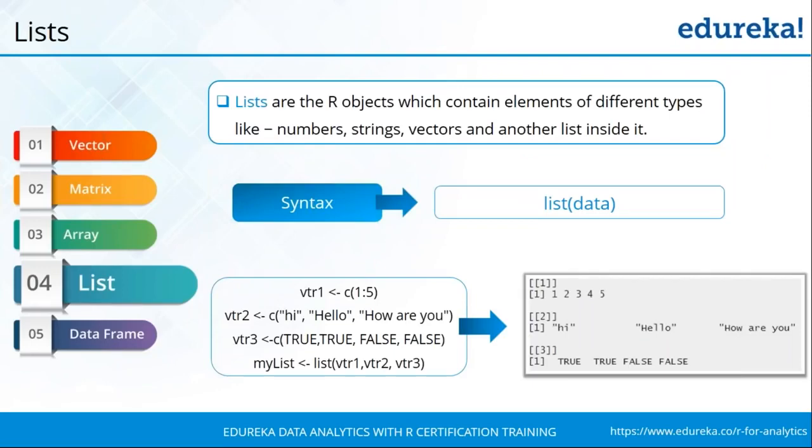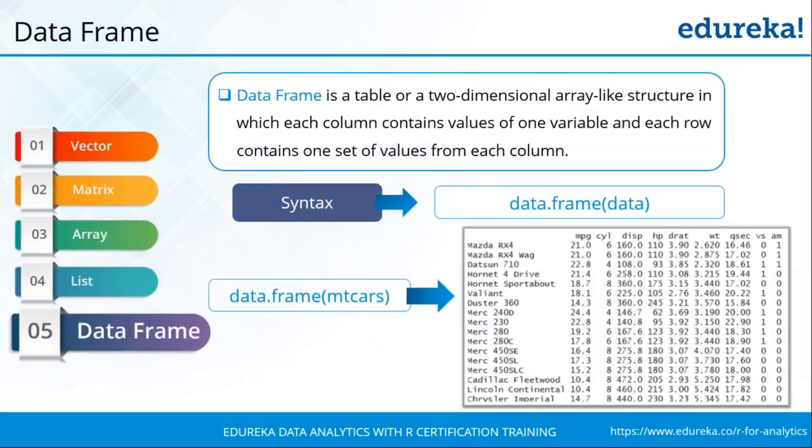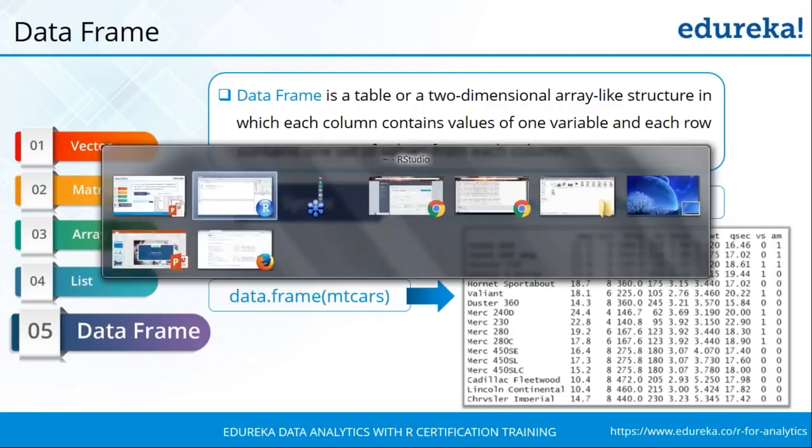Any doubts? Okay. Now the last data type that we'll be talking about is the data frame. Basically, a data frame is a table or a two-dimensional array-like structure that can store your data in an ordered manner. Let's say you're working with a table that is stored in an Excel file, or you're loading a table from a database, then you would directly load it into a data frame and work with it. Now let's go back to our RStudio and first try creating a new data frame, and then I'll also show you how you can work with the data frames that are present in R.